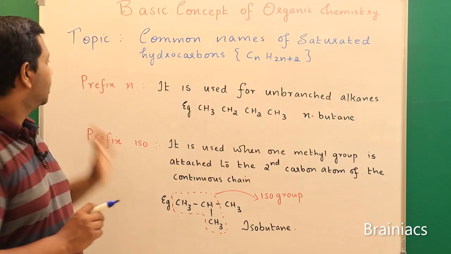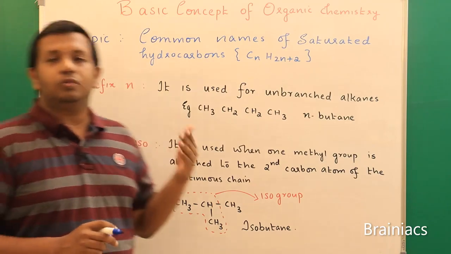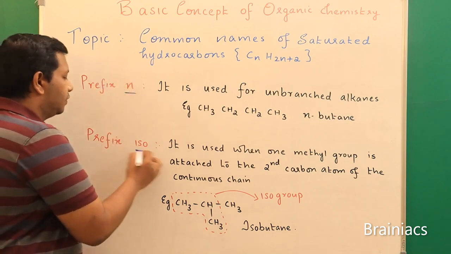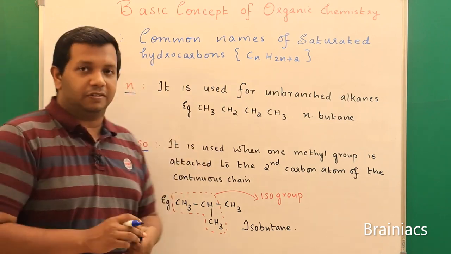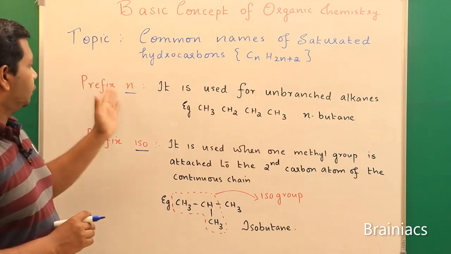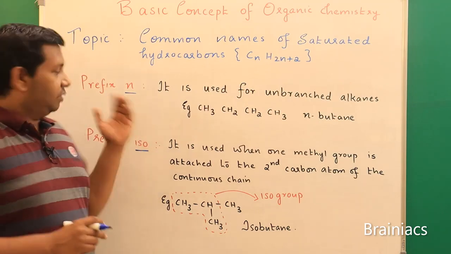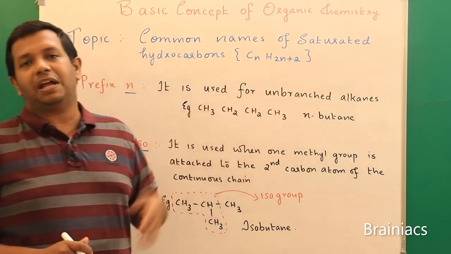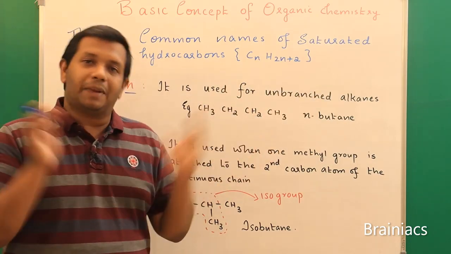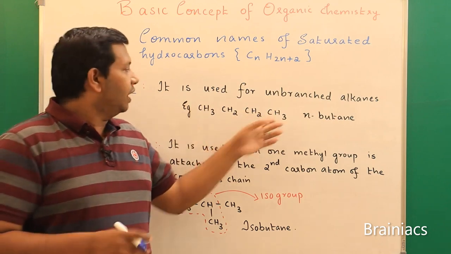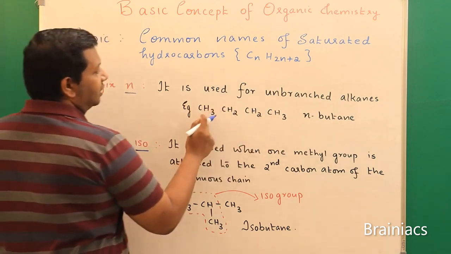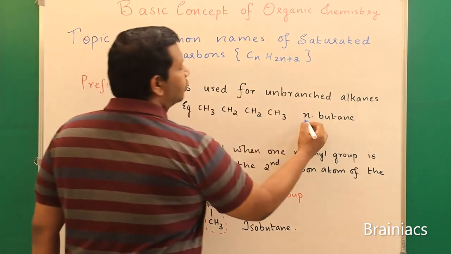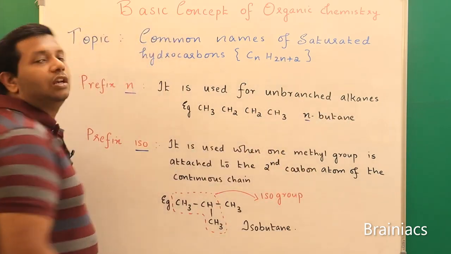Okay, so we will try to see how to use the various prefixes, that is prefix n, normal, and prefix iso. Next we will try to see prefix neo. So prefix normal, when will it be used? It is used for unbranched alkanes. We know that from butane onwards the branching comes. If butane is linear in nature, with no branching, CH3, CH2, CH2, CH3, in that case we use the term n-butane, or we say normal butane.